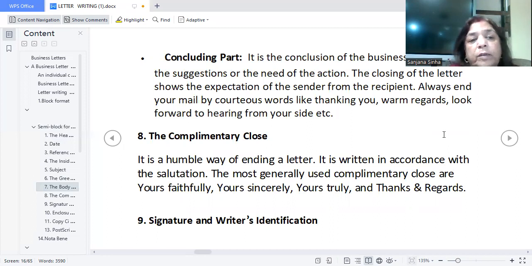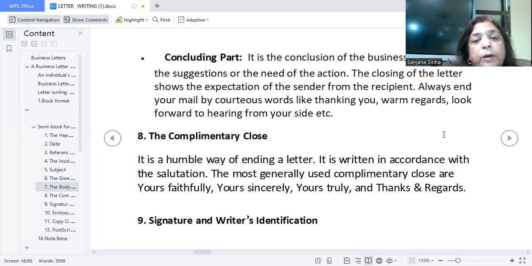And the eighth is the complimentary close. It means yours sincerely, yours truly, yours obediently, yours faithfully. You write such words. It is a humble way of ending a letter. It is written in accordance with the salutation. If the person is known to you, you write warm regards and hope to see you soon. And if the person is not known to you, then you simply write yours sincerely, yours truly, if you're applying for any job. It all depends how you have written the salutation.